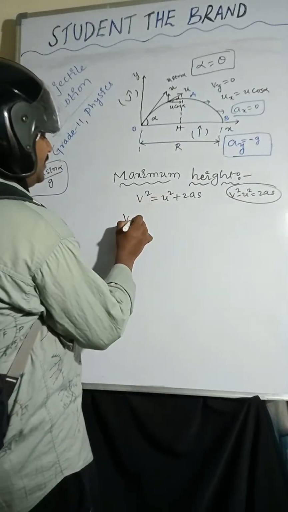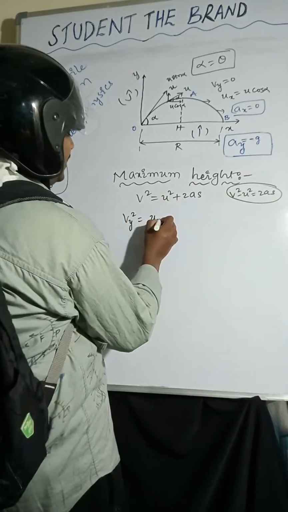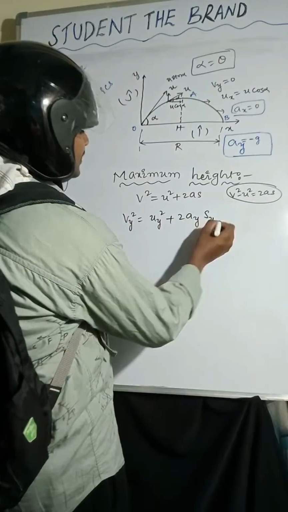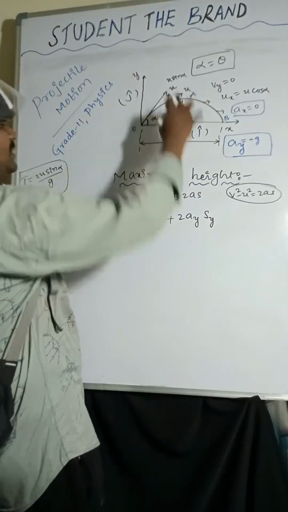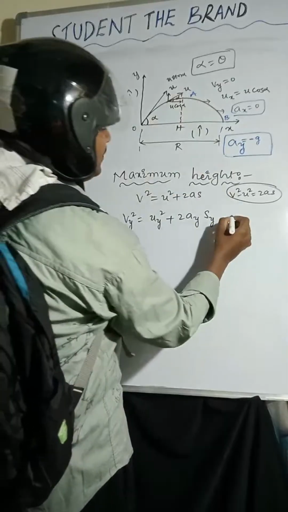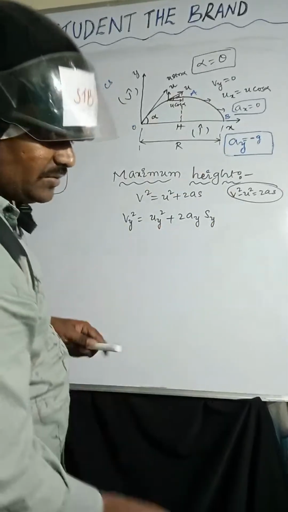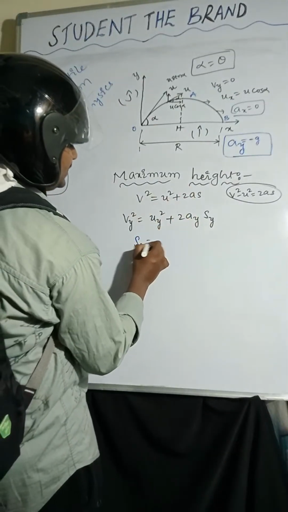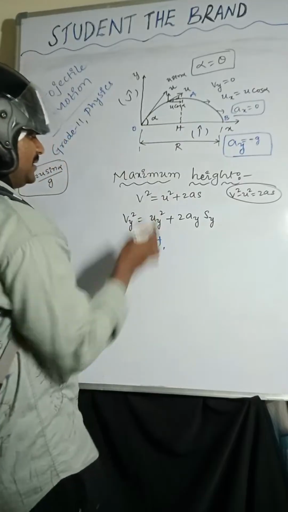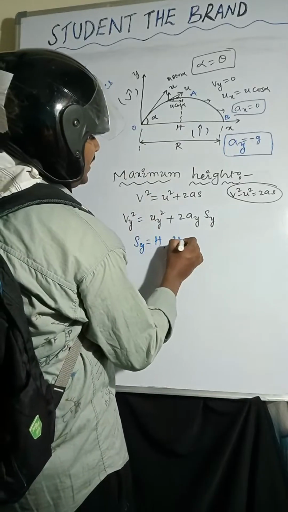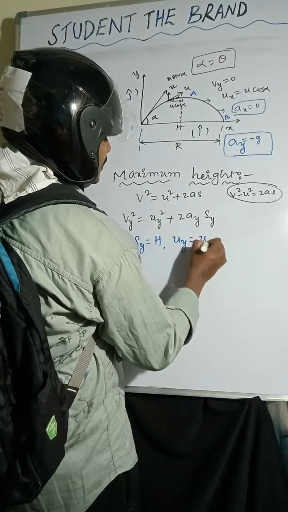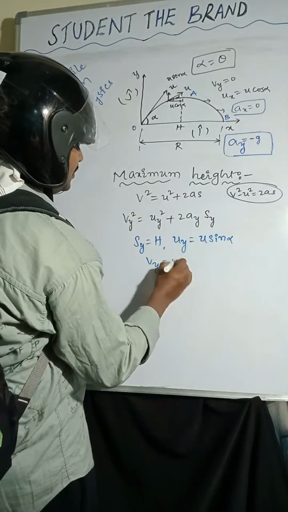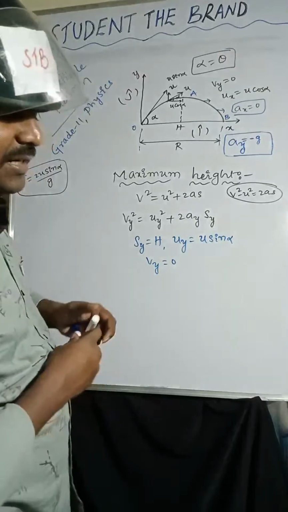Now vy whole square equal to uy square plus 2ay sy. So this is the maximum height that I am taking. Where will we get the maximum height? Now, what are the conditions we need to substitute? Condition number 1 is sy equal to h, that is the maximum height. We are finding the maximum height formula. uy equal to u sin alpha along the y-axis, and vy at the maximum height is 0. Now you substitute all those conditions.